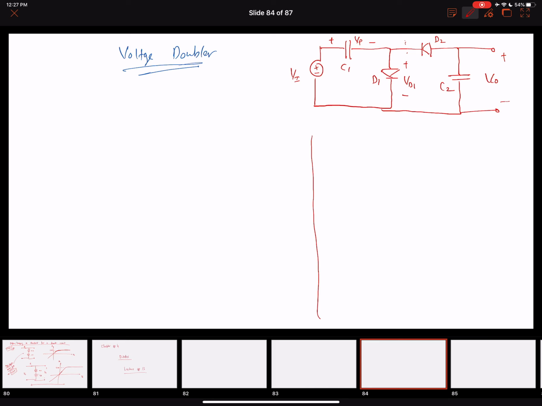Okay, so let me first start with the input waveform. So let's say the input waveform is something like this, so this is the input waveform and this is the peak value and this is the minus peak value. All right, so the first thing is that we can see that the circuit has two components.